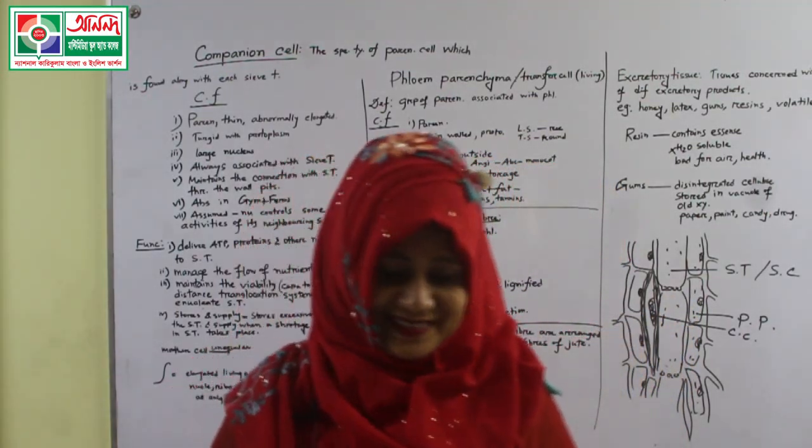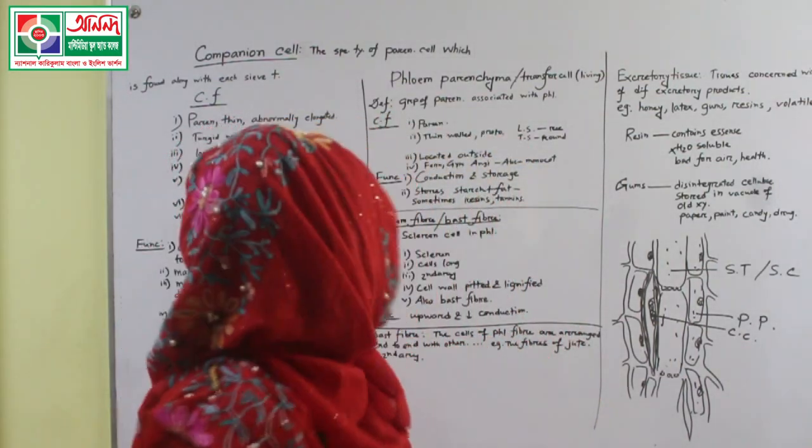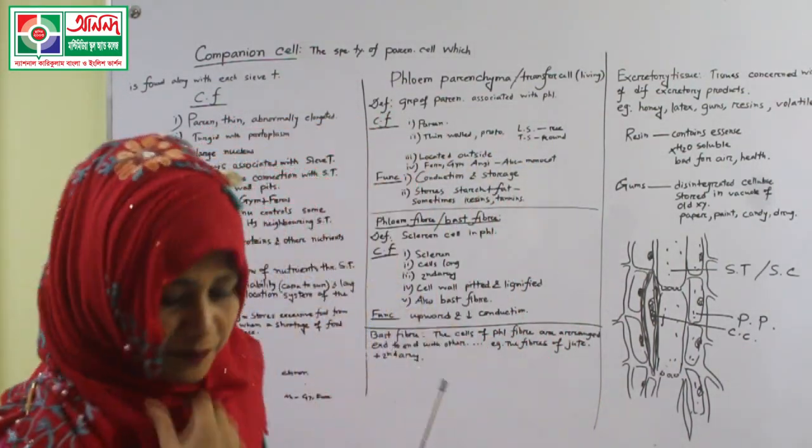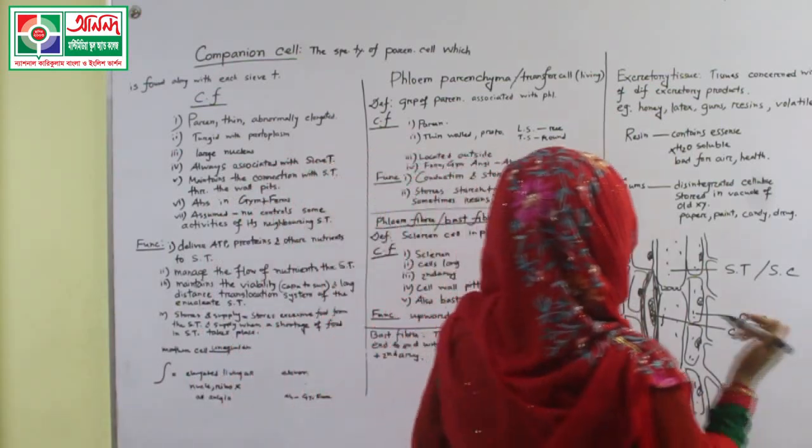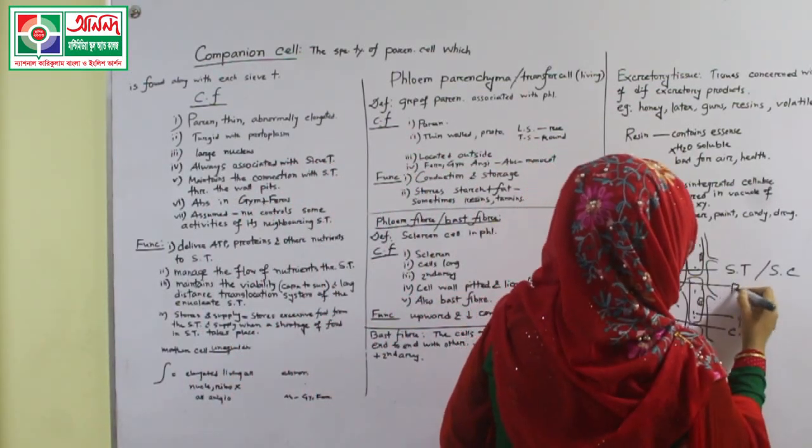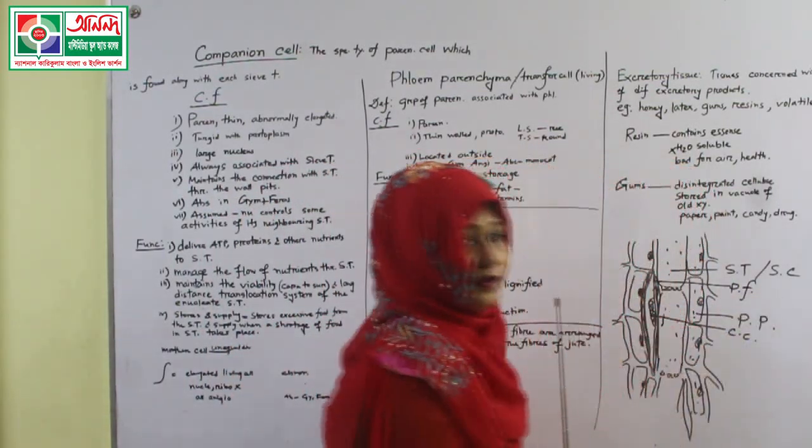This darker area is known as what? Phloem fiber. PF. I am writing shortly. This is P and F. Phloem fiber.